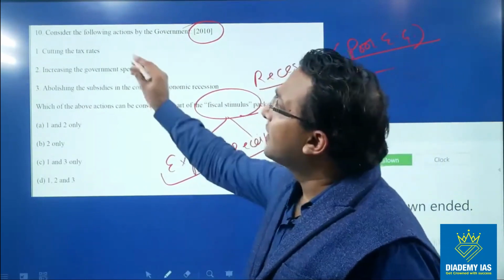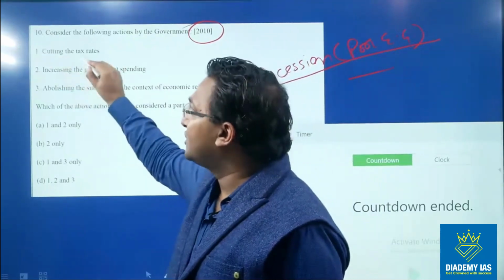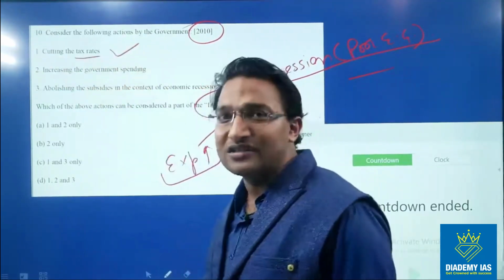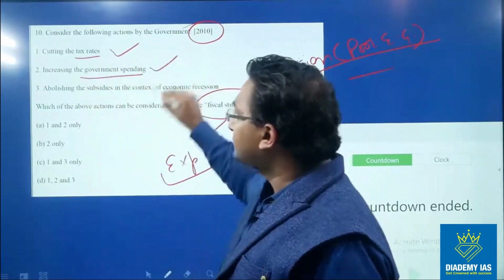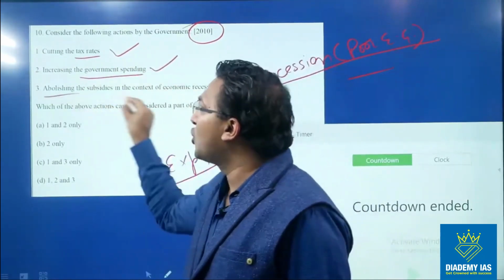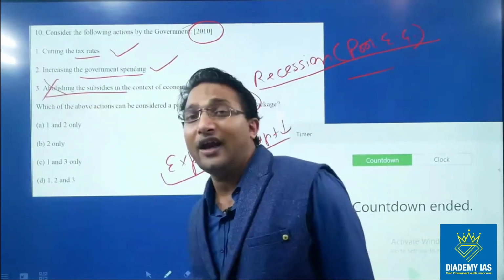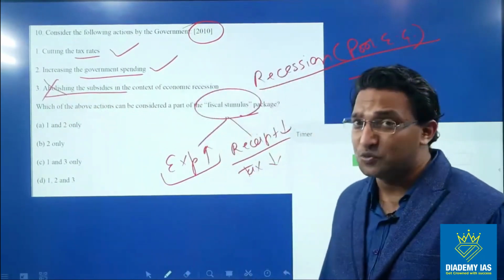Now let us see the first statement, cutting the tax rate. So this is automatically part of the fiscal stimulus. Increasing the government spending. Yes. Abolishing the subsidies. This is wrong. So subsidies can be increased, but cannot be abolished as part of the fiscal stimulus package.